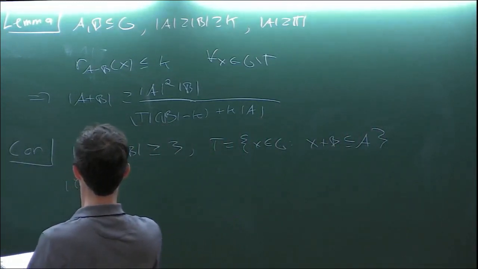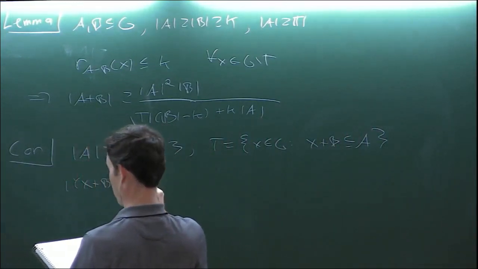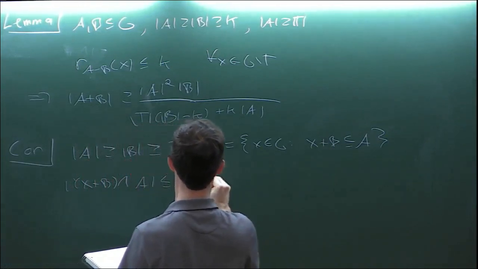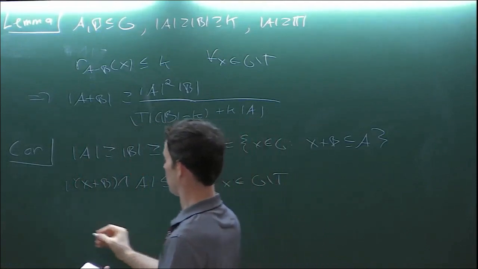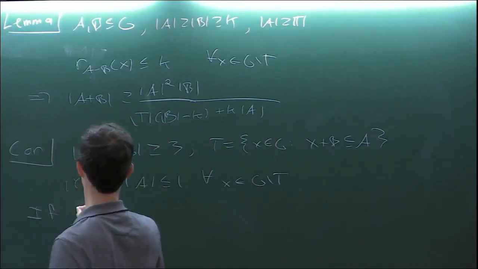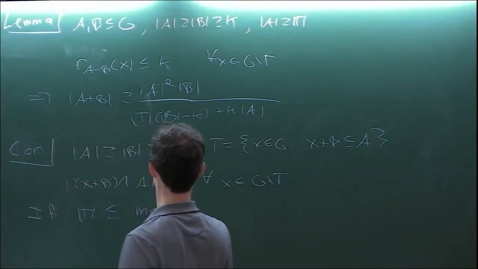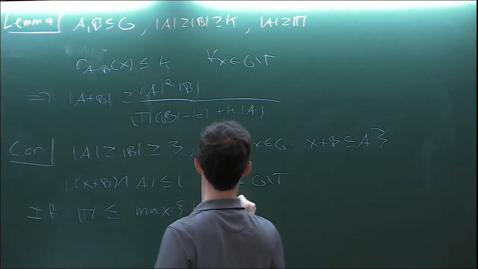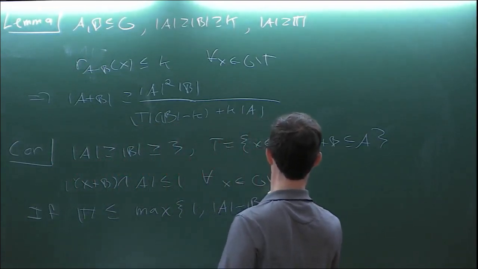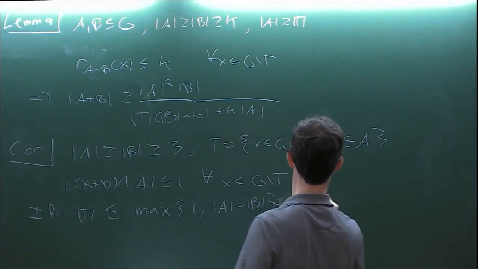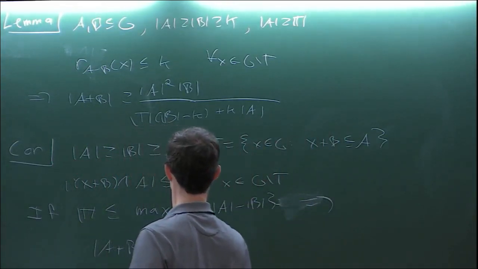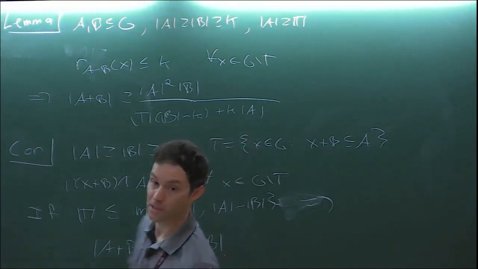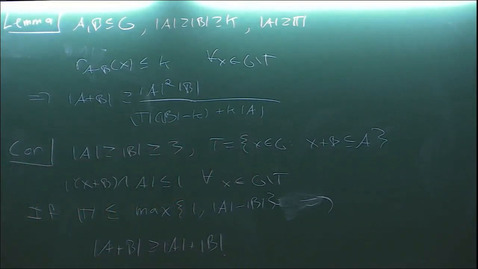I'm going to assume that |X + B ∩ A| is less than or equal to 1 for every X not inside T. And the hypothesis is if |T| is at most the max of 1 and |A| − |B|, then this means the sum set is at least |A| + |B| elements. Again, this is just a calculation using the previous lemma over there.